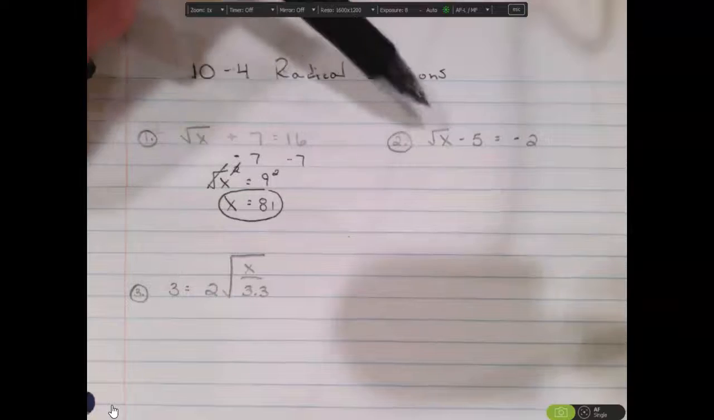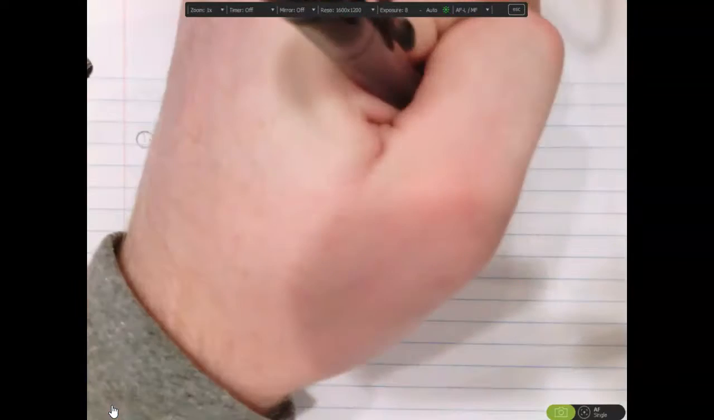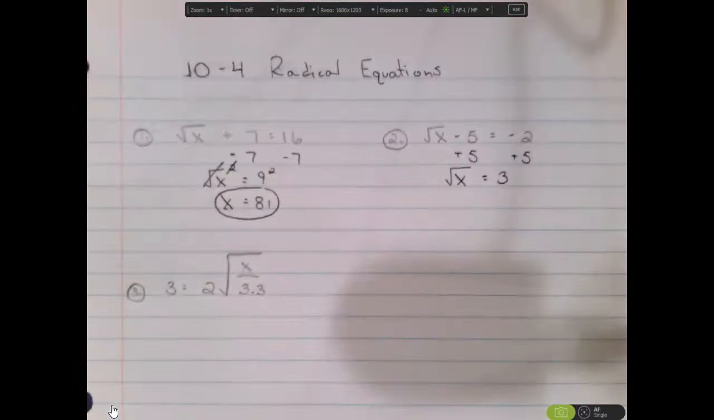I've got the square root of x minus 5 equals negative 2. Again, I'm looking to get x by itself. So my first step needs to get that negative 5 to the other side. I'm going to add 5 to both sides, and that's going to make this radical, square root of x, equal to negative 2 plus 5, and that's going to be equal to positive 3.